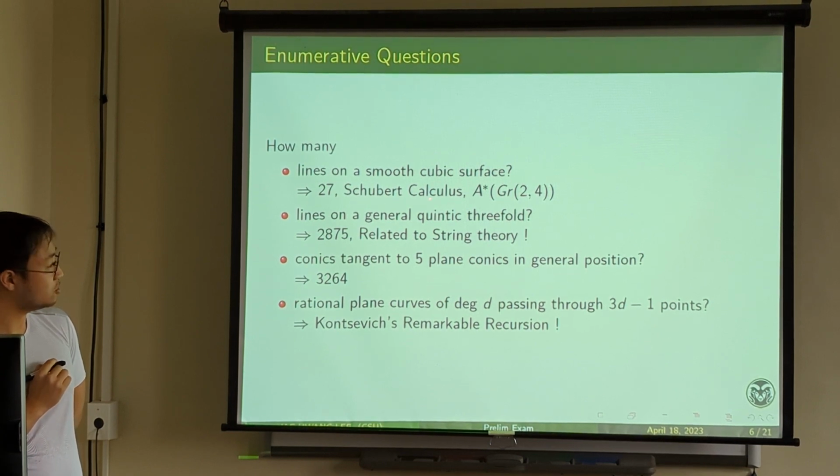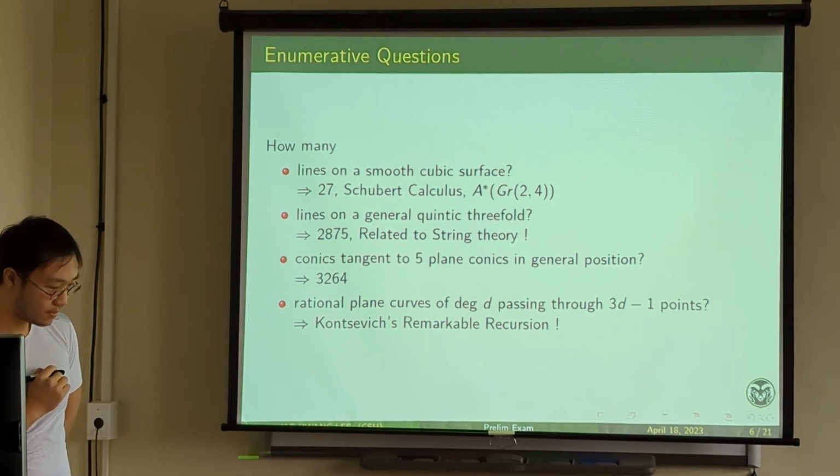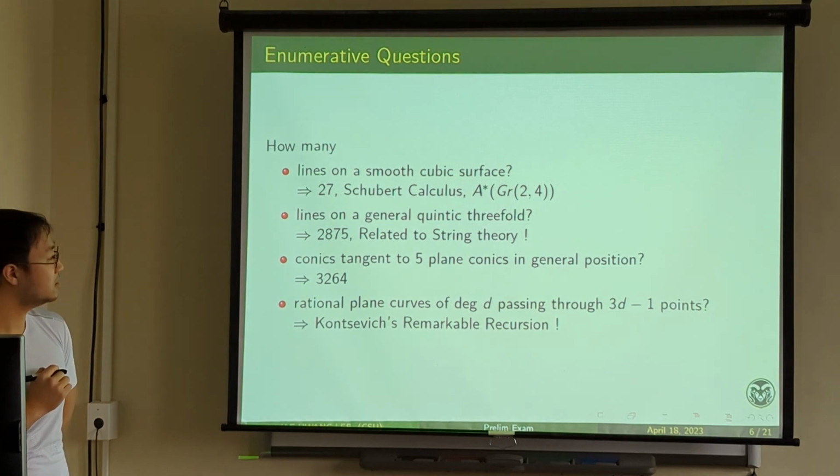First, lines on a smooth cubic surface. This is related to Schubert calculus, the study of the cohomology ring of the Grassmannian. Then the second question, lines on a quintic threefold. The quintic threefold is an object that we see in string theory or math physics, and this question is very related to math physics. So enumerative geometry is not just a mathematical curiosity. Beyond that, it is related to other subjects, especially math physics.